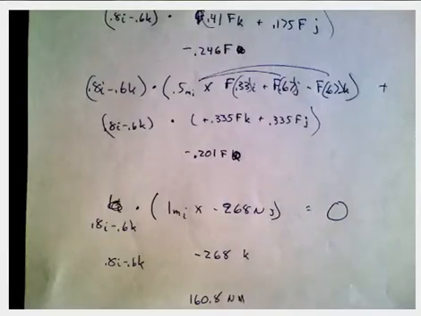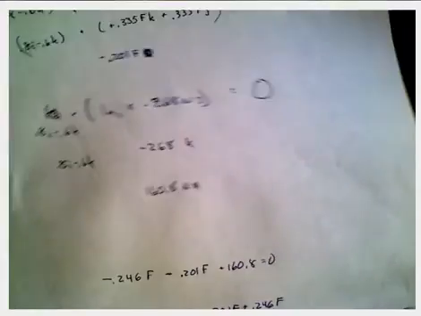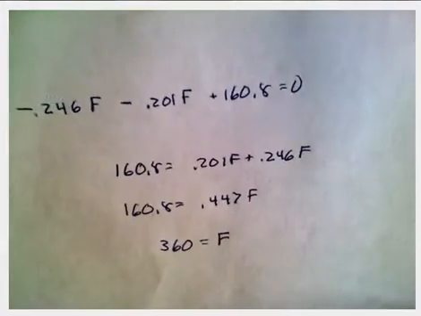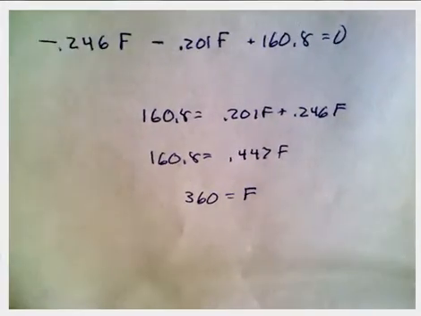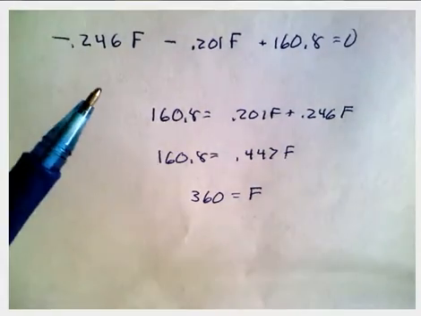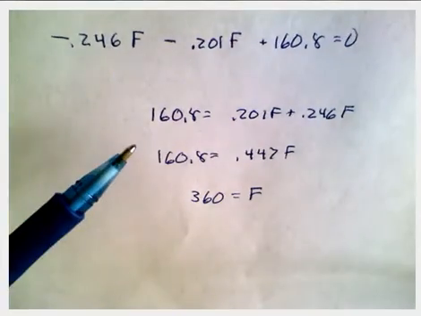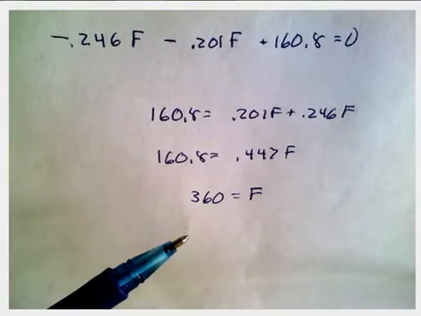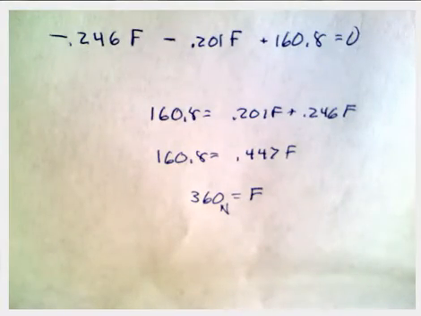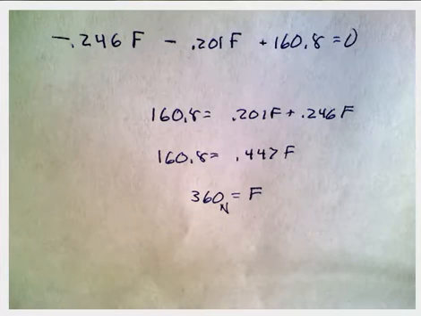So when I put all those together, this is what I have. There we go. So it's a negative 0.246 F, because that's what I got, minus 0.201 F plus 160.8 equals 0. I rewrite this to make everything positive. I solve for F. F is 360 Newton. So that must be the force in BG and in BH. Okay, I hope this helped.